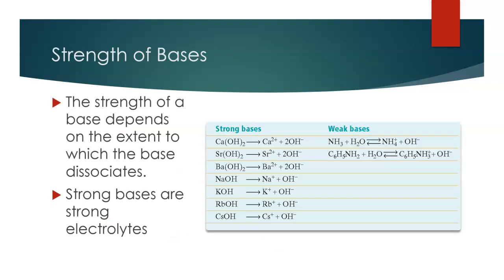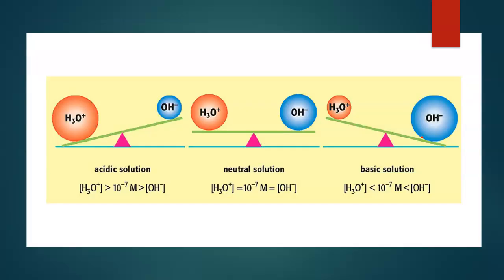The strength of a base depends on the extent to which the base dissociates. Strong bases, just like strong acids, are strong electrolytes. You see a list here of strong bases on the left, like calcium hydroxide, which fully dissociates into calcium and hydroxide, in comparison to NH3 and H2O, which is going to be creating ammonium and hydroxide.